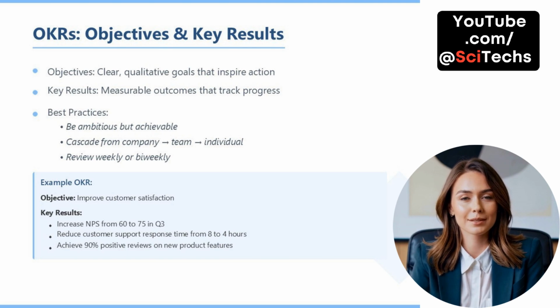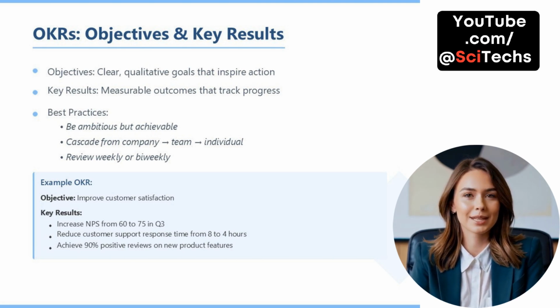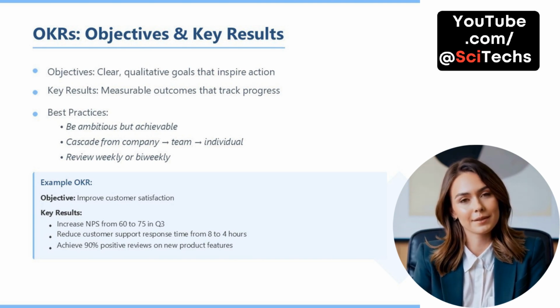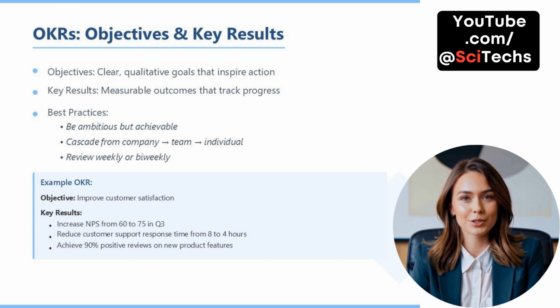For example, if the objective is to improve customer satisfaction, key results might include raising the Net Promoter Score from 60 to 75, cutting support response time in half, and hitting a 90% satisfaction rating on new features. The best OKRs are ambitious but achievable. They're reviewed weekly or bi-weekly to drive accountability and course correction. OKRs keep everyone focused on impact, not just activity. They transform vague intentions into trackable execution, ensuring that everyone knows what success looks like and how to contribute to it.